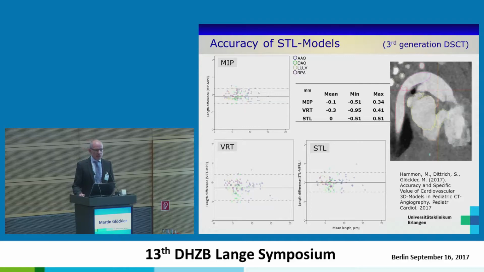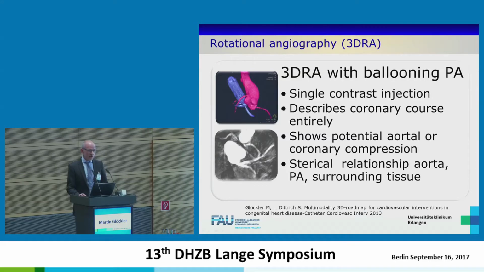These STL models are threshold-based and very accurate. In comparison with the gold standard measurements, MPR, they are accurate in the RVOT models, with a deviation of only 0.5 millimeters in CT, for example, so they can be considered nearly perfect.